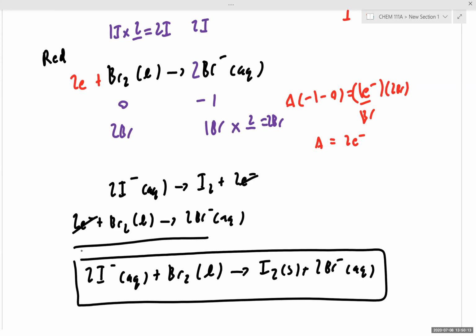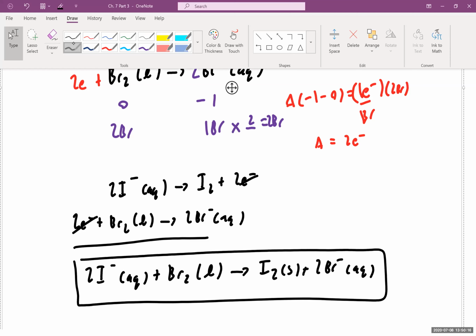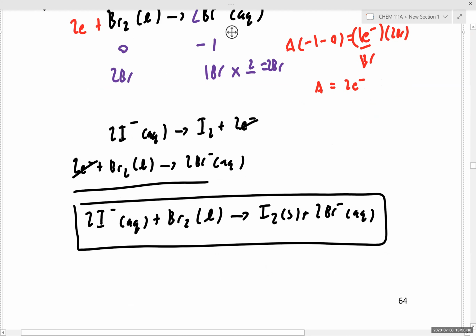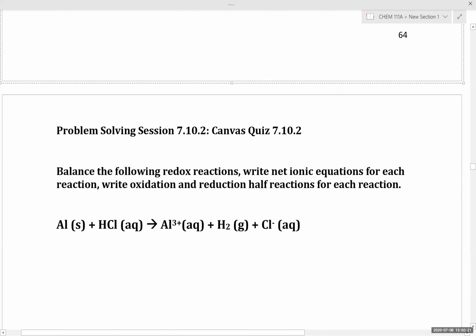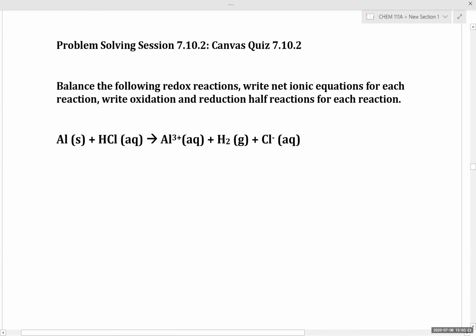Okay, so let's keep going and work on a little more complicated example. Let's take a look at the following redox reaction. I'd like you to attempt to balance it, writing half reactions, and then write a net ionic equation for the overall reaction. We'll spend about 4 to 5 minutes working through this problem, and I'd like to see some balanced redox equations in the chat. We'll discuss this example in about 4 to 5 minutes.